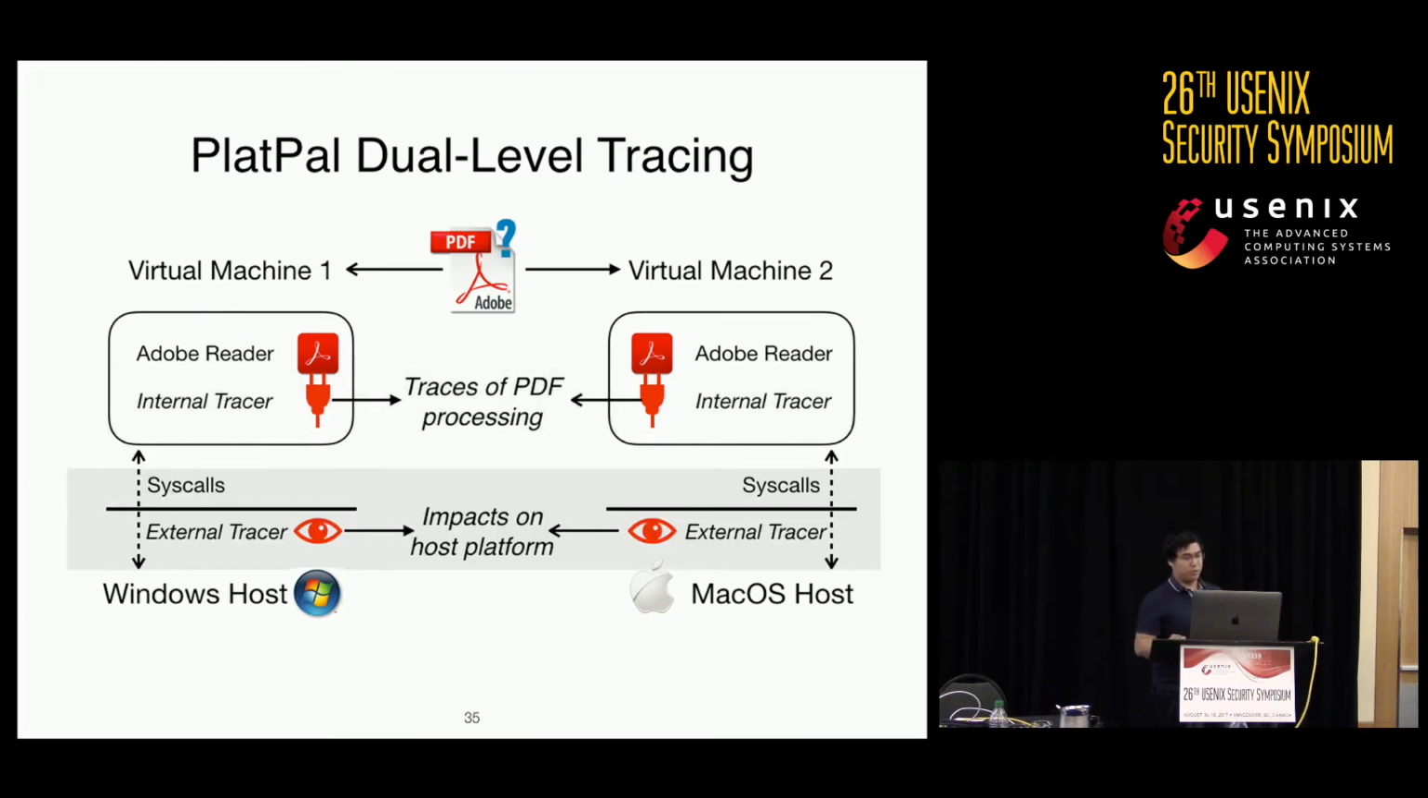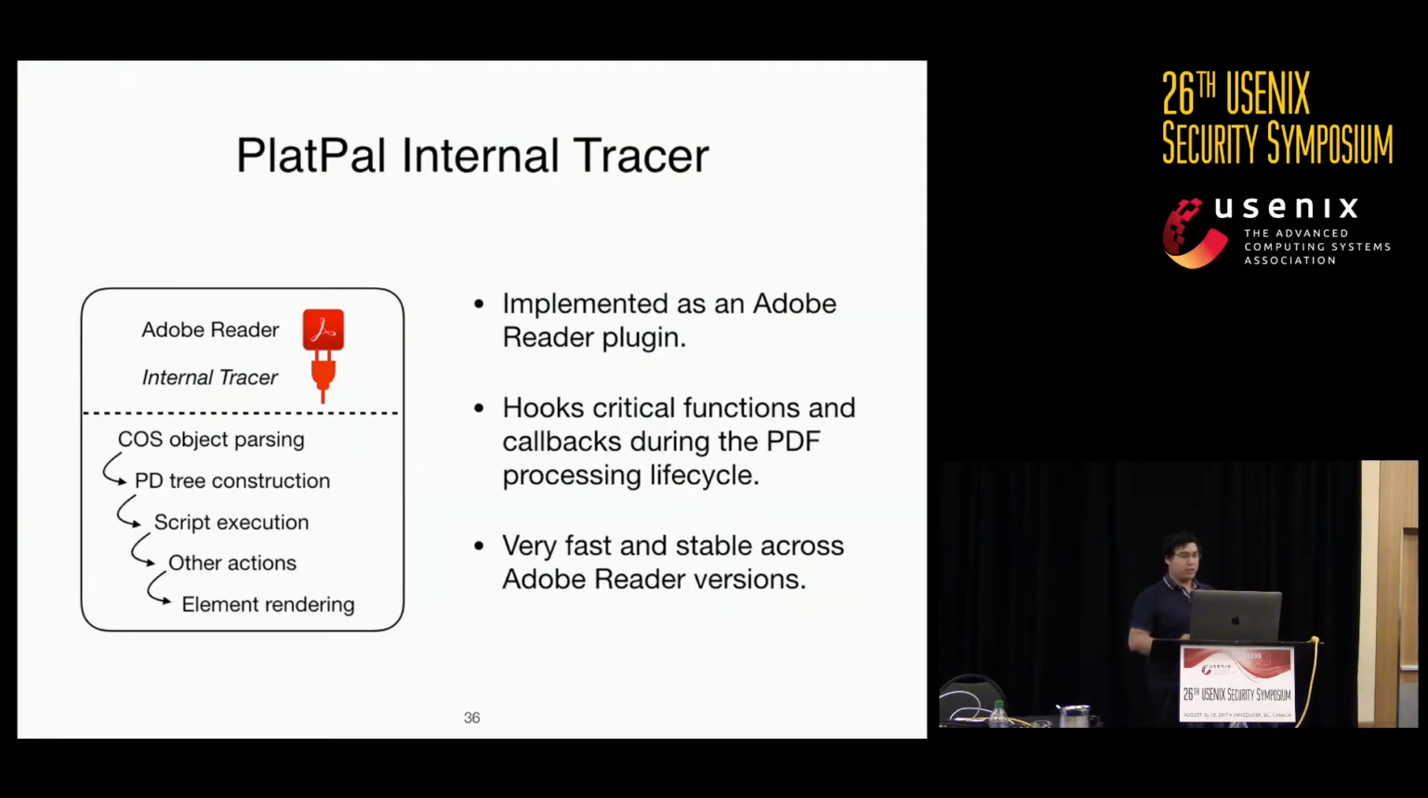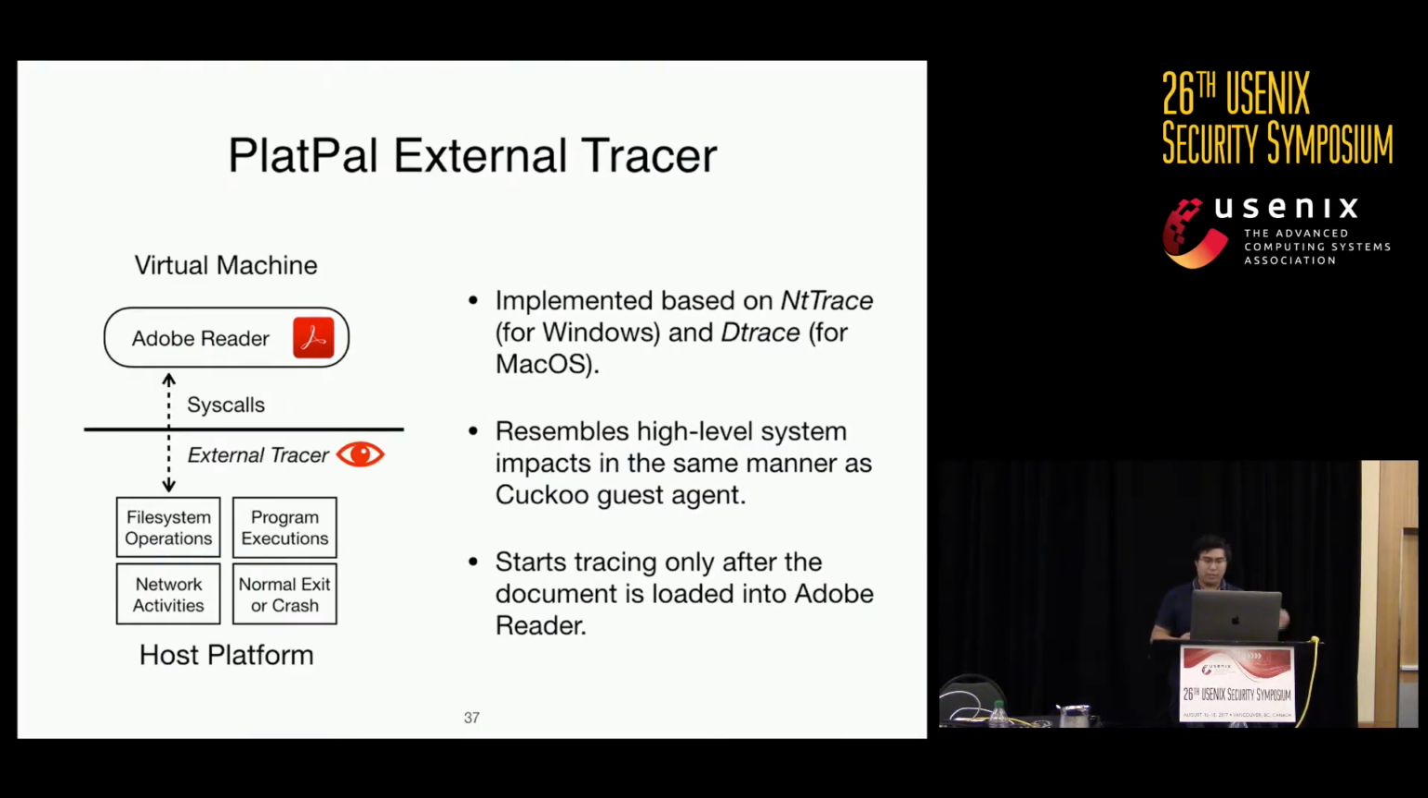There is also an external tracer which tries to capture the syscalls, which are basically the interaction between Adobe Reader and the host platform. By tracing these syscalls, we try to capture the impacts of this PDF file on the host platform. A little more detail on the internal tracer: as we mentioned, it is implemented as an Adobe Reader plugin. It hooks those critical functions and tries to emulate the PDF file processing as shown on the left. Because it's a plugin, a loaded library, it's very fast and very stable across Adobe Reader versions. In terms of the external tracer, it's basically a syscall tracer.